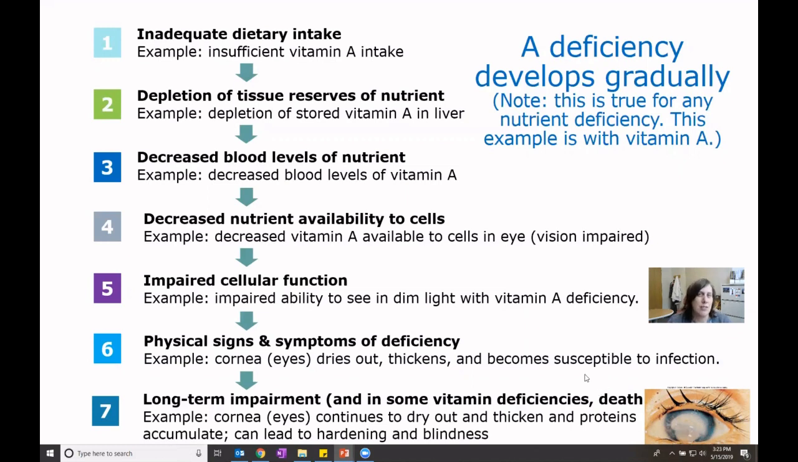Sometimes students will ask, are deficiencies reversible? And it really depends on the stage where you intervene. In this case, if you didn't catch it until stage 7, well, the damage is going to be done. If you can catch it earlier, where we're just starting to see some impairment in cellular function, we can actually administer the vitamin, and we can start seeing those negative effects go away. But if there's any damage that's been done, you're not going to reverse that.